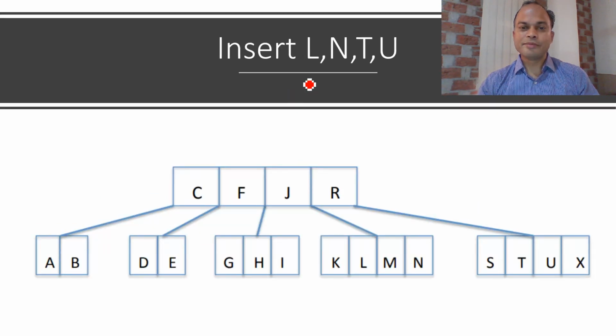After key C, we want to insert L, T and U. L is here greater than J and lesser than R. So therefore, L we have inserted in the ascending order in this way. Now N is also greater than J and lesser than R. So therefore, N is arranged here.